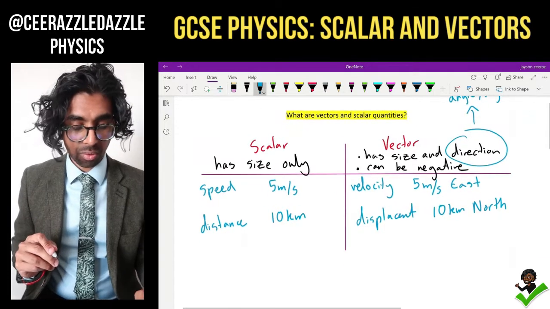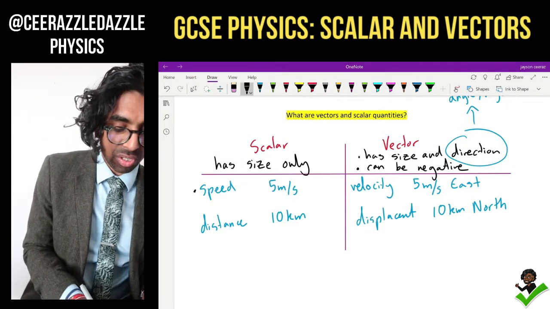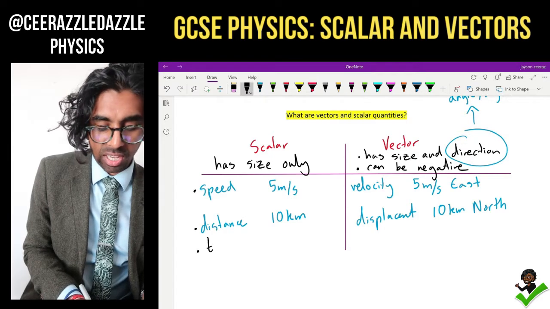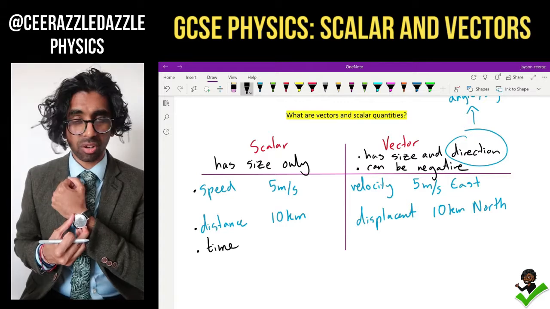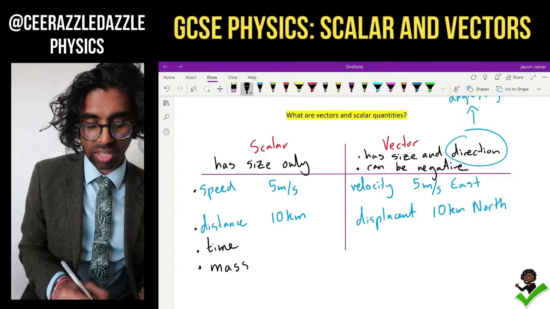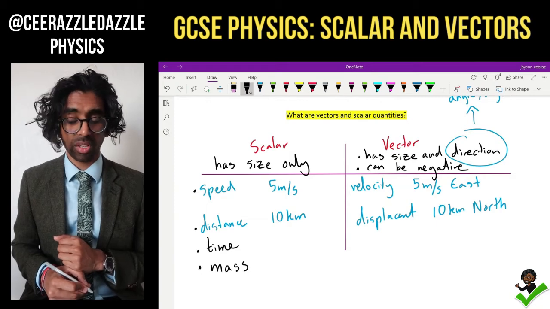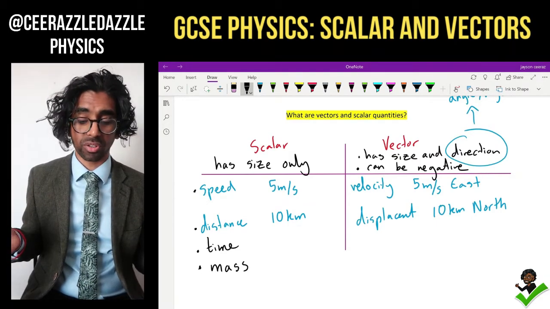And now, last of all, we've got some more examples of scalar quantities. Time is a scalar quantity because it has no direction. If somebody asks you for the time, there's no direction. The mass of the object is also a scalar quantity as it has no direction as well. You put an object on a scale, the mass of 10 grams, that has no direction.